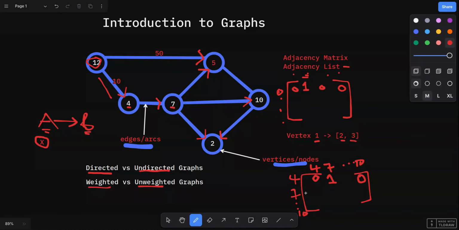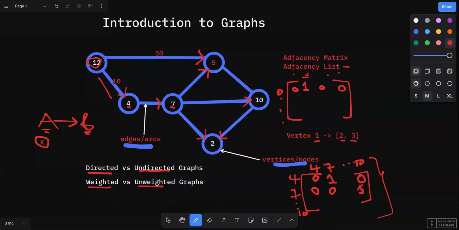Then 7 and 4, there's no connection. This is one direction, so we also give it a 0. And then 7 and 7, we give it a 0 as well. And 7 and 10, we give it a 1 because there's a connection, as you can see here. And that is basically how you build an adjacency matrix when you're dealing with a graph. You can go on and on about all the other elements, but ideally, that is it.